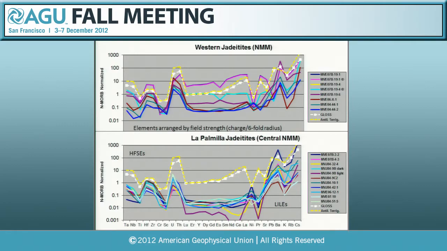Now looking at this, I've rearranged the elements according to field strength, and there are a couple of things that really fall out here. One is hafnium and zirconium. There's always a relative hafnium-zirconium peak. There's a big uranium peak, a much smaller thorium shoulder. So uranium is enriched, but thorium is somewhat, but not as much. Europium goes up and down. Typically nickel is very low, and then the LILs go up. So you get a lot of LILs.